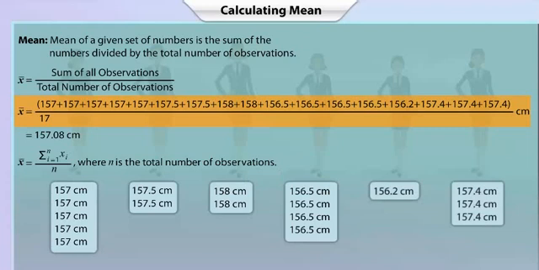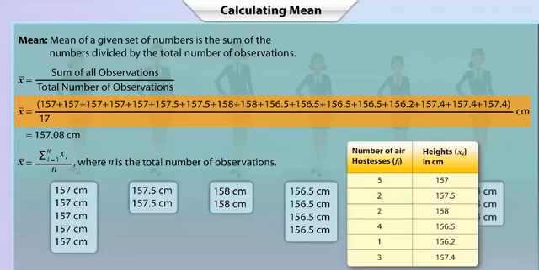To simplify our calculations, let's arrange the given data in a frequency table. From the table, you can see that 5 air hostesses are 157 centimeters tall, 2 are 157.5 centimeters tall, and so on.